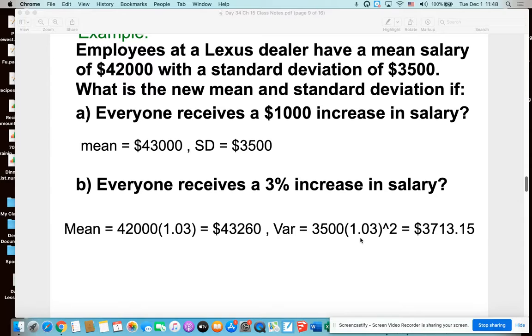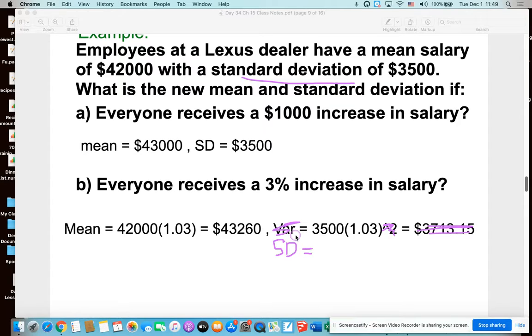This is not correct, because this is standard deviation up here. Sorry, this is not correct. This should be just 1.03, because the 3,500 is standard deviation. So it's just 3,500 times 1.03, and that will give you your standard deviation.